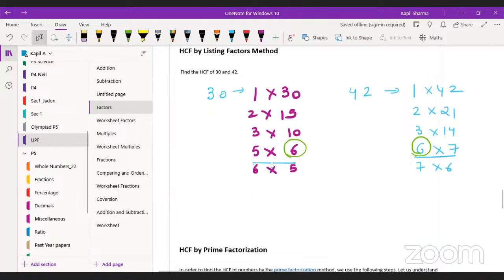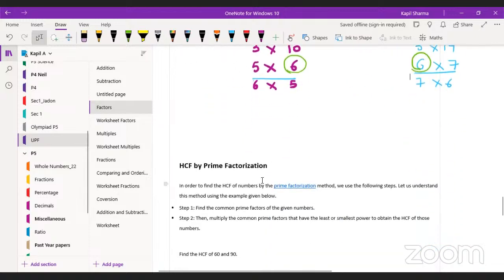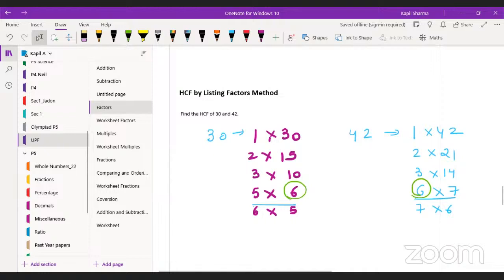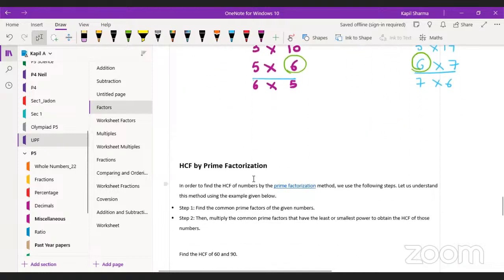Okay, so this was the listing method, but we usually don't use this method. This is just for your knowledge because it takes a lot of time to write down all the possible pairs. So we usually use prime factorization. Okay, let's discuss that.